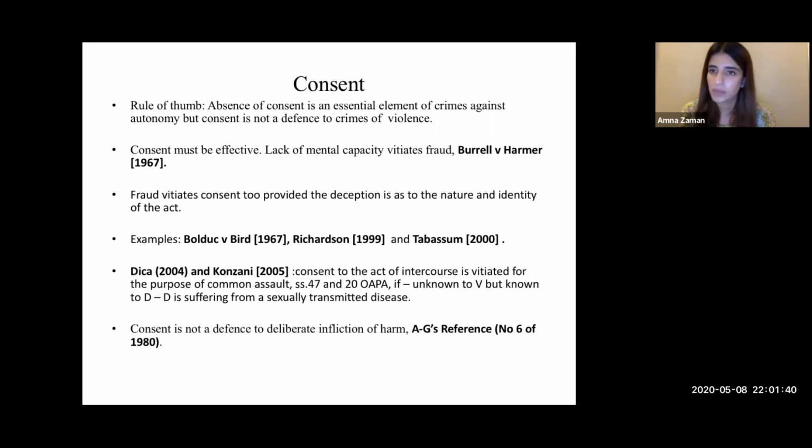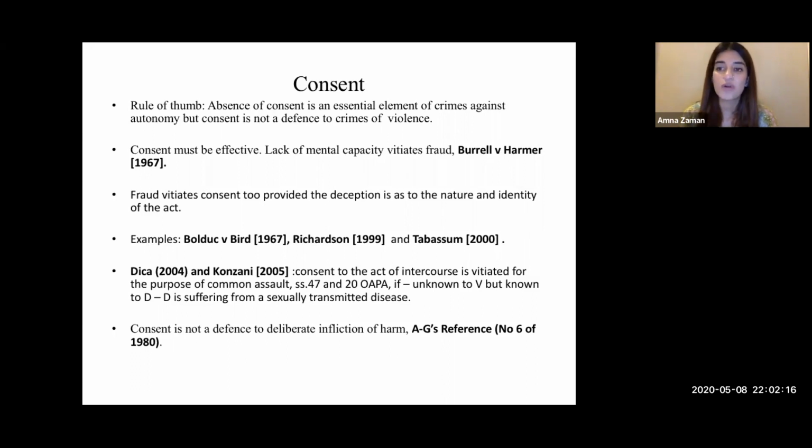This was not available, and the defendant was not charged because the court said that the deception or the fraud in this case was as to the quality of the service provided, but the nature of the act was exactly what the victim wanted. She wanted a dental treatment, she got a dental treatment. She wanted it from a dentist, it was a dentist. The fact that he was not a licensed one and his license had been cancelled was a matter that had a bearing on the quality.